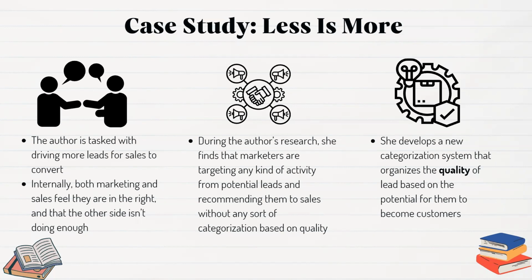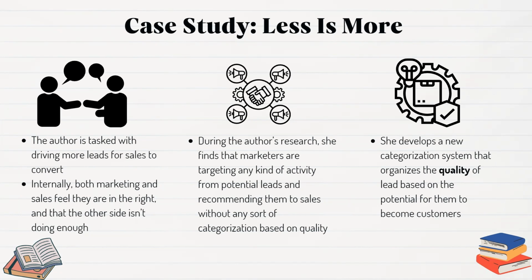So to go into that a little more, marketing felt that they had done a great job of generating enough leads for sales to get some customers out of. But there was a disagreement as to the quality of leads, and both sides generally weren't communicating very well with each other. And this sort of drove them apart and created a rift within the company. So during the author's research, she found that the marketers weren't targeting the proper kind of activity and were just tracking any kind of activity from any potential leads and recommending them to sales without any sort of organization.